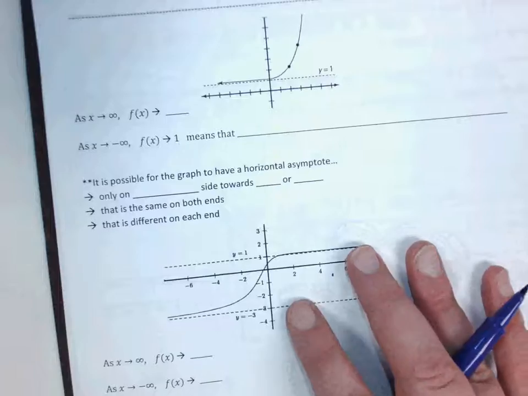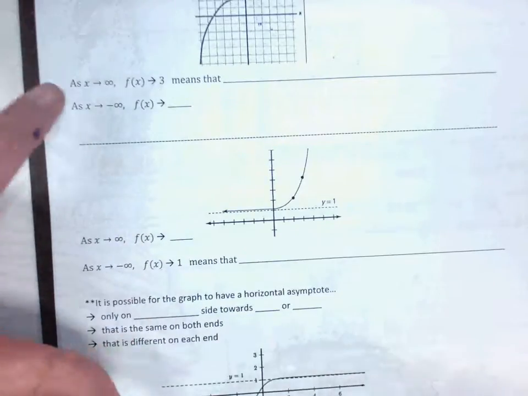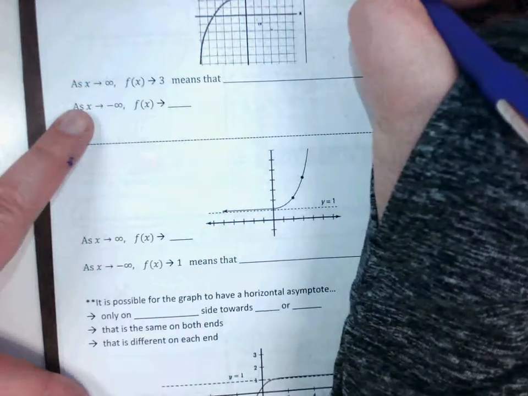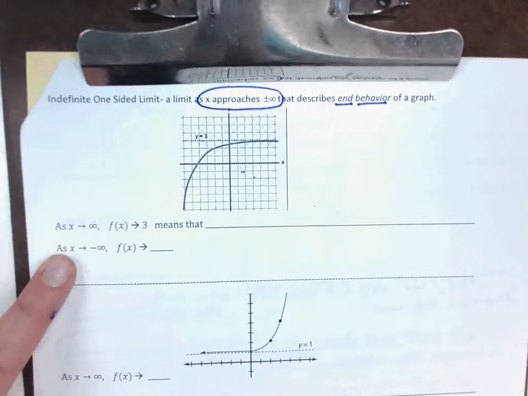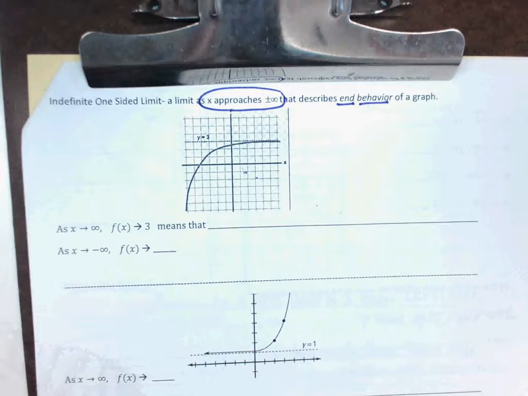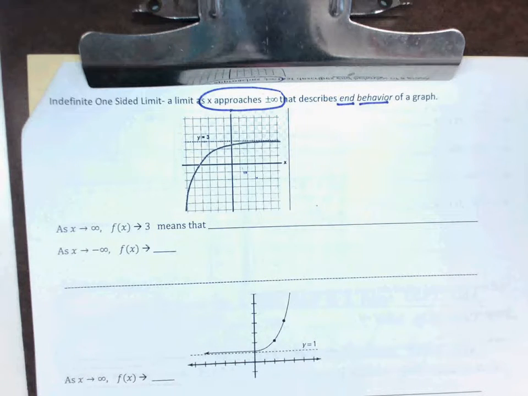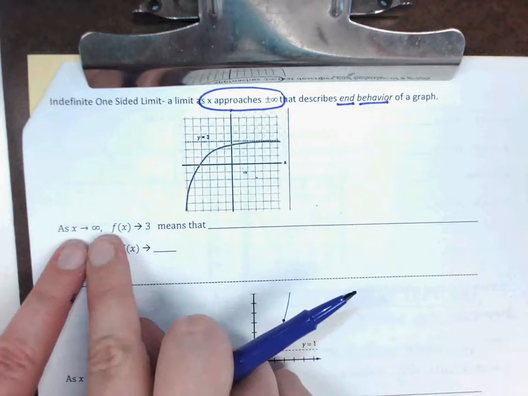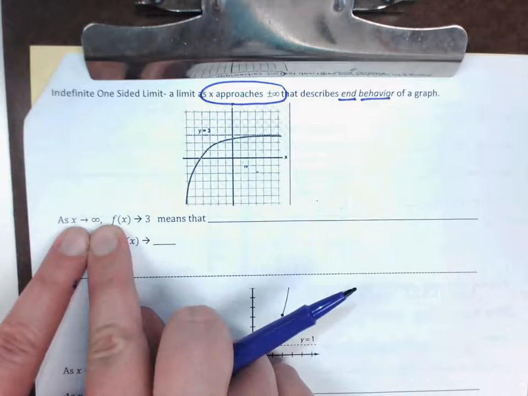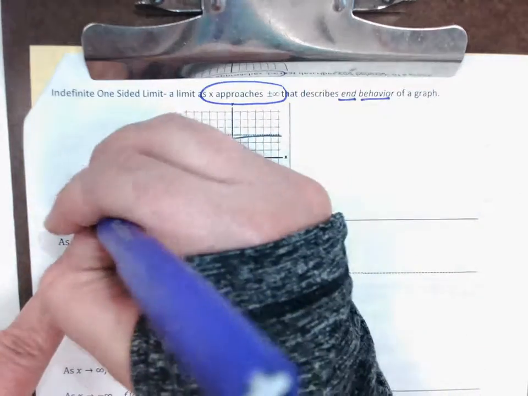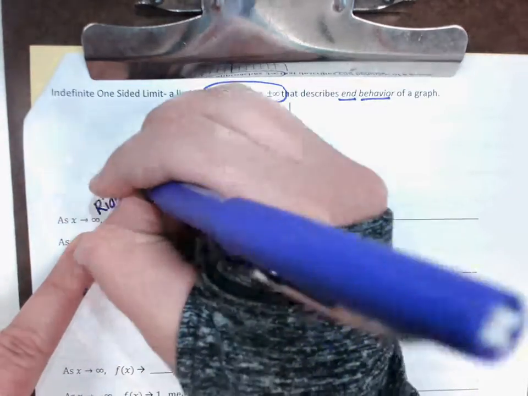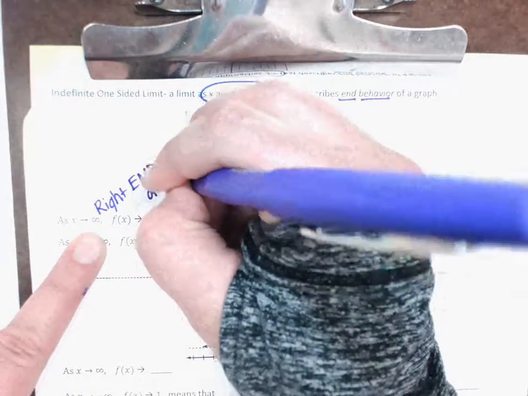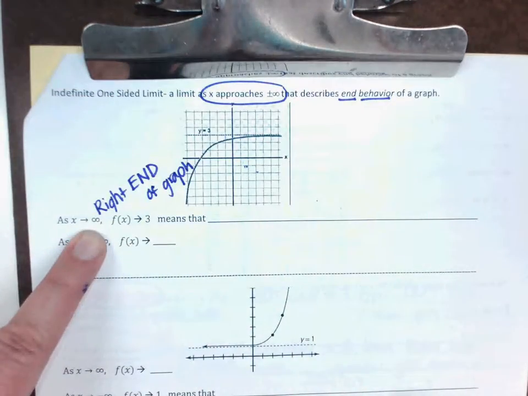Okay, when it says that x is going to plus or minus infinity, that means that you are looking at the end behavior of the graph. So do you remember on your little sheet for your test, I told you end behavior is a horizontal asymptote? Okay, so here's what that means. If x is going to infinity, okay, I'm going to be on the right end of the graph.